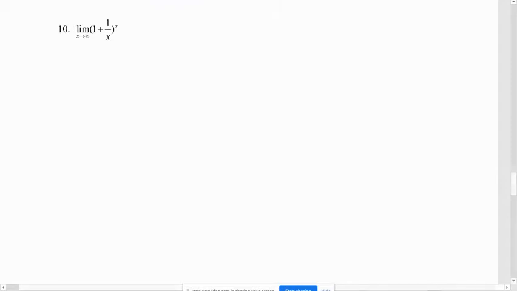So if you need to, pause this. Okay, number 3. If I plug in infinity, I'm going to get 1 plus 1 over infinity, which is 0. So this would be 1 plus 0 to the infinity, which is really just 1 to the infinity.